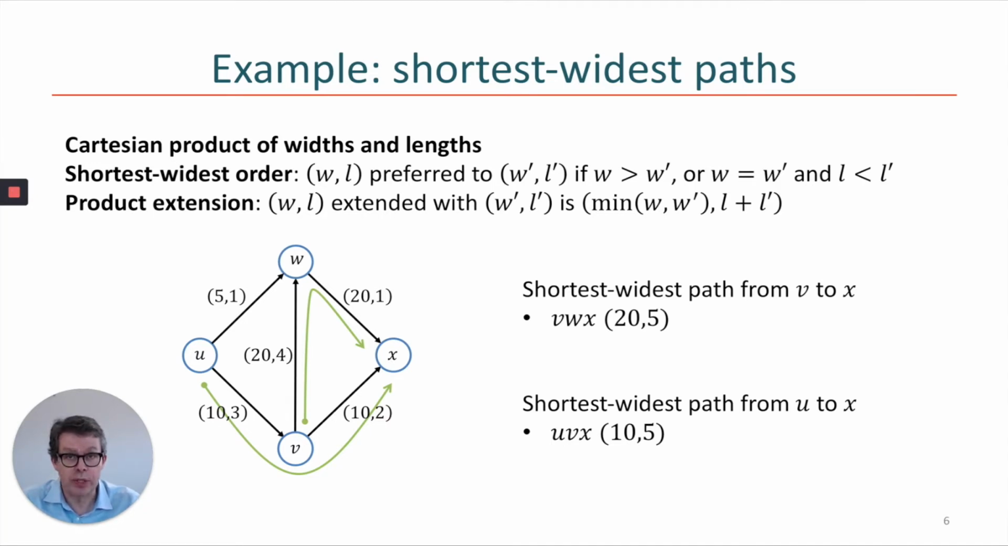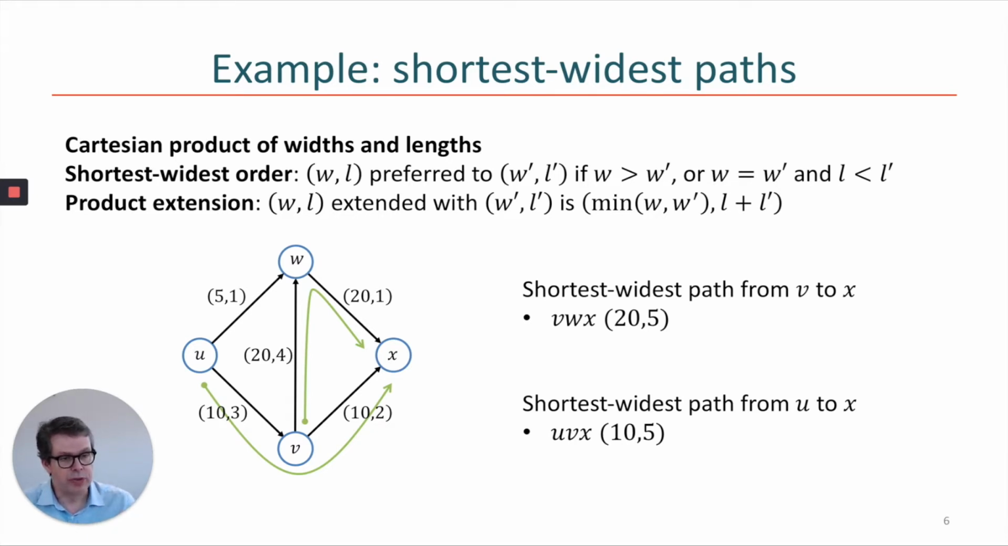Attributes are pairs of width and length. The shortest widest order is such that width length WL is preferred to width length W prime L prime if its width is greater or the widths are equal and its length is smaller. Thus, width takes precedence over length in establishing preferences among width lengths. Widths extend with minimum and lengths extend with addition.